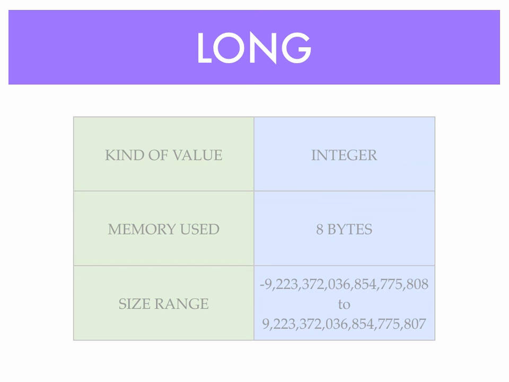Into a long, I can put integers. 8 bytes are put aside to hold longs, and in a long, I can store a number from -9 quintillion, 223 quadrillion, 372 trillion, 36 billion, 854,775,808 to +9 quintillion, 223 quadrillion, 372 trillion, 36 billion, 854,775,807.